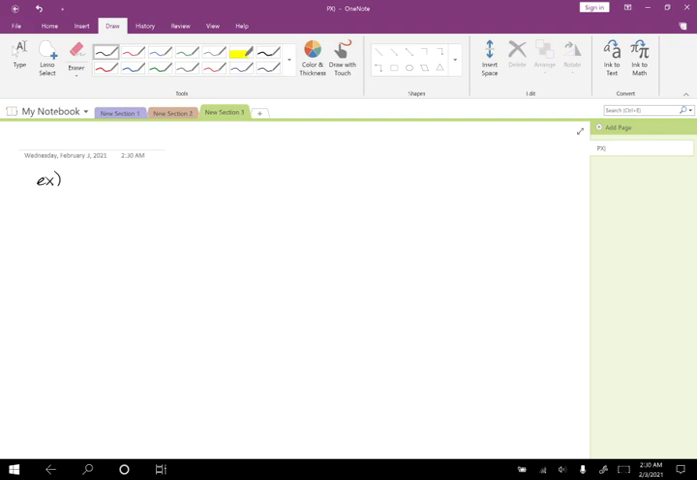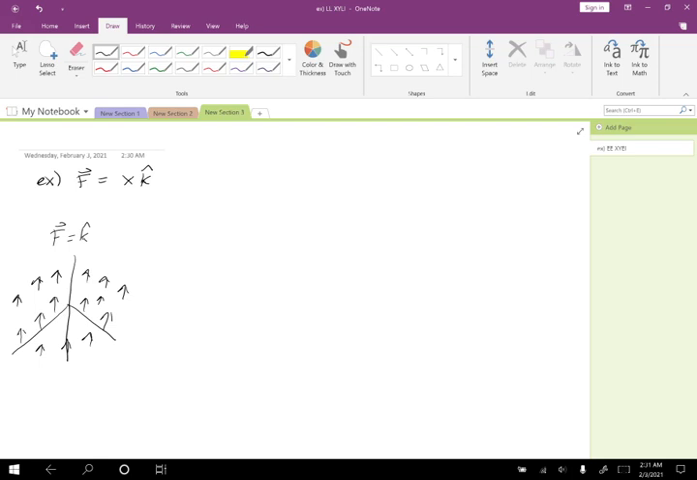The example I'll talk about is a very simple one at first glance. So f equals x times k, where k again is the z unit vector. So let me just do f equals k for a sec. It's literally just k everywhere, right? So you're just going to draw arrows wherever you see a point, and every point will have that same constant vector field.